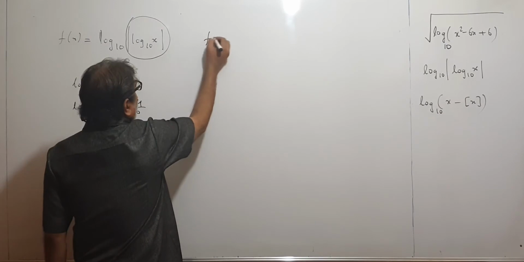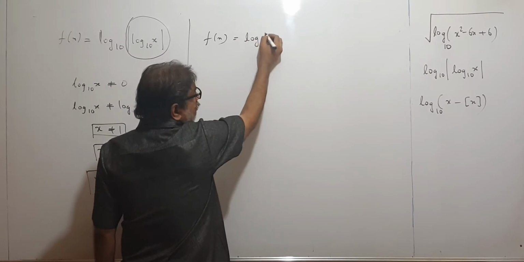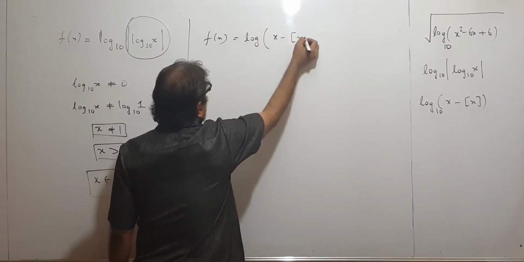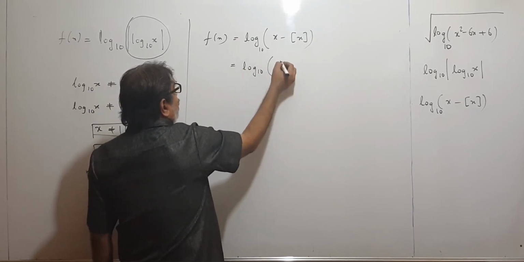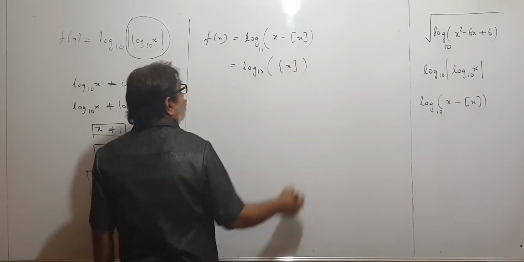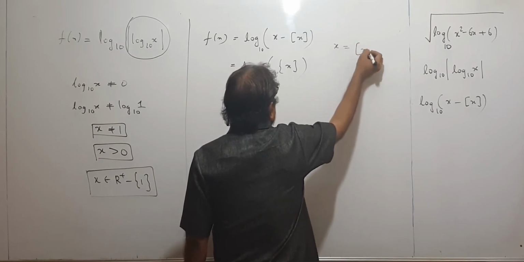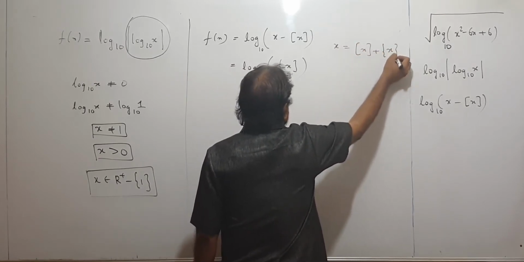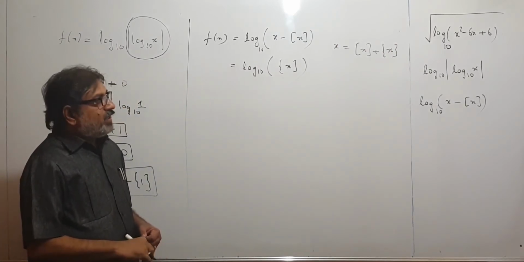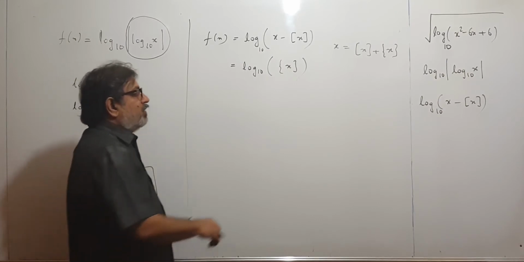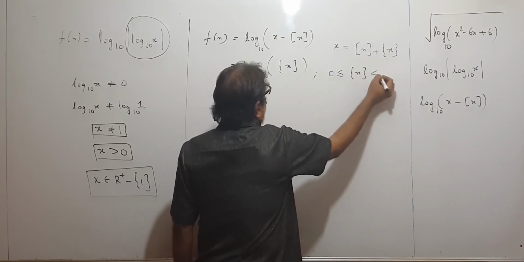Come to the next one. f(x) is log of x minus integer part of x, and base is 10. You know, children, x minus integer part of x means the fractional part of x. Yes or no? You know that x is made up of the integer part of x plus the fractional part of x. Every number has two parts, integer part and fractional part. So x is the integer part of x plus the fractional part of x. Fractional part of x, we know, is 0 less than or equal to x less than 1.